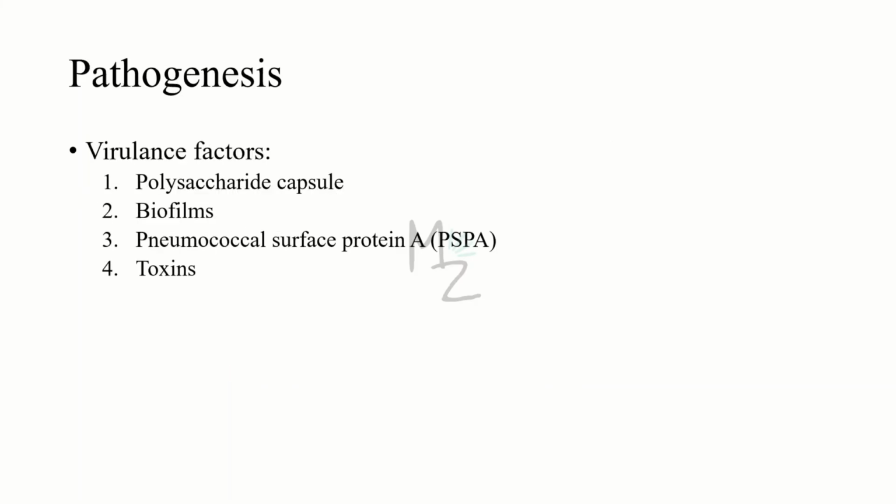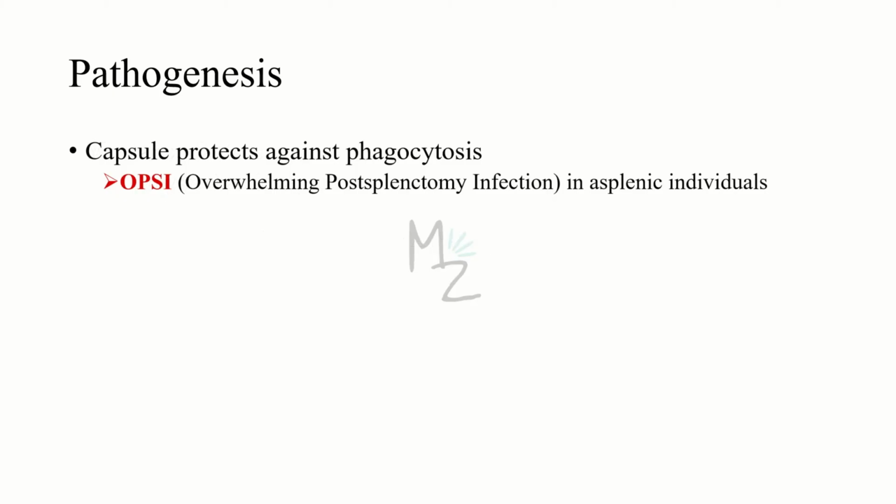Pathogenesis. Pathogenesis can be discussed with the help of virulence factors. So for Streptococcus pneumoniae, we've got 4 major virulence factors. The first one is polysaccharide capsule, second one biofilms, the third one is pneumococcal surface protein A, PspA, and the fourth one is toxins. Let's start with the capsule first.